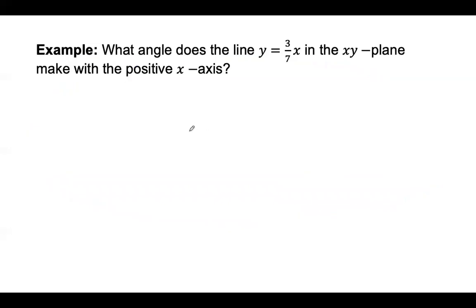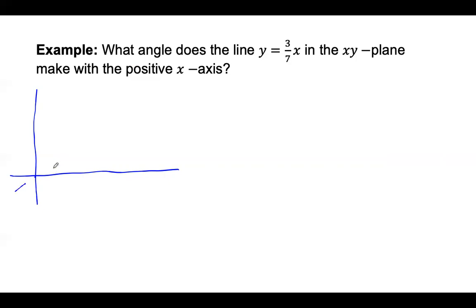So let's look at an example. What angle does this line in the XY plane make with the positive x-axis? So we can draw a picture. Let's do a sketch and understand the question. So we have this line, y equals 3 divided by 7x. We know it's going to go through the origin, and the slope is going to be 3 over 7.